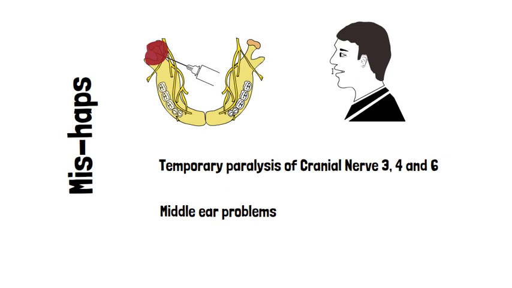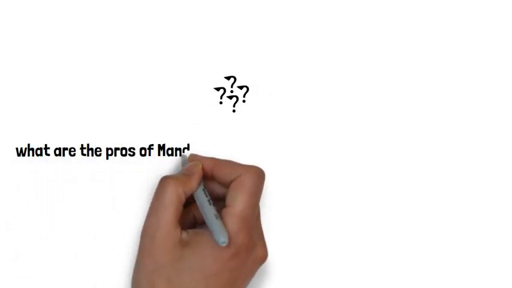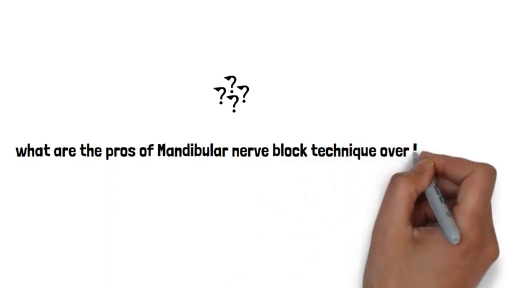With this, today's class is over, but in the end, the quiz question is: what are the pros of mandibular nerve block technique over inferior alveolar nerve block?